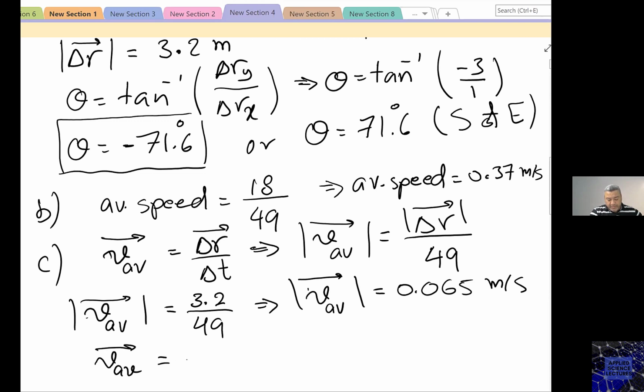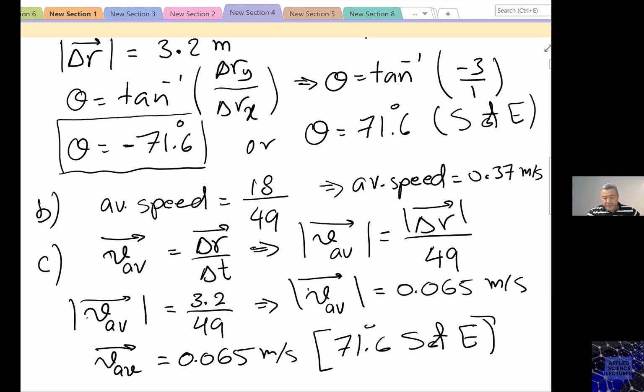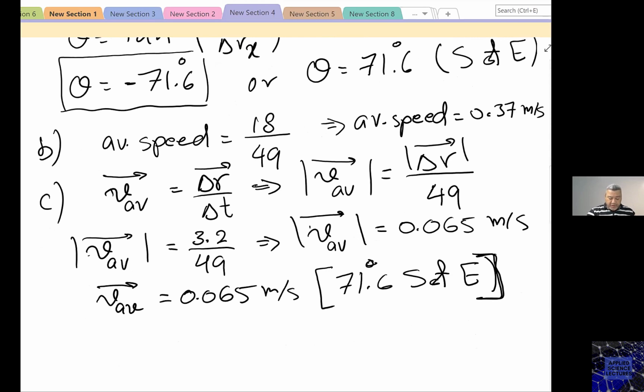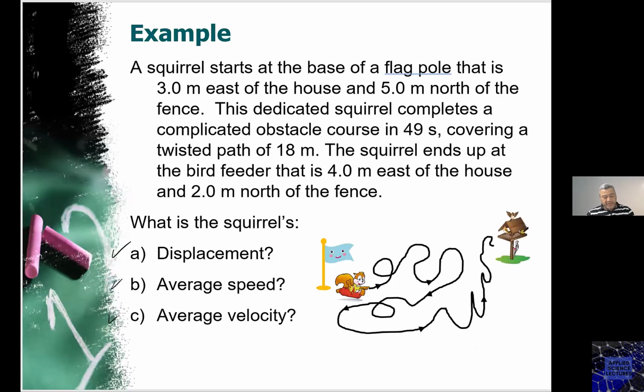what does that mean? Will have the same direction as the displacement, which is 71.6 degrees south of east, or minus 71.6 below the horizontal line. So that's it. This is how we solve for the displacement and the average velocity as well.